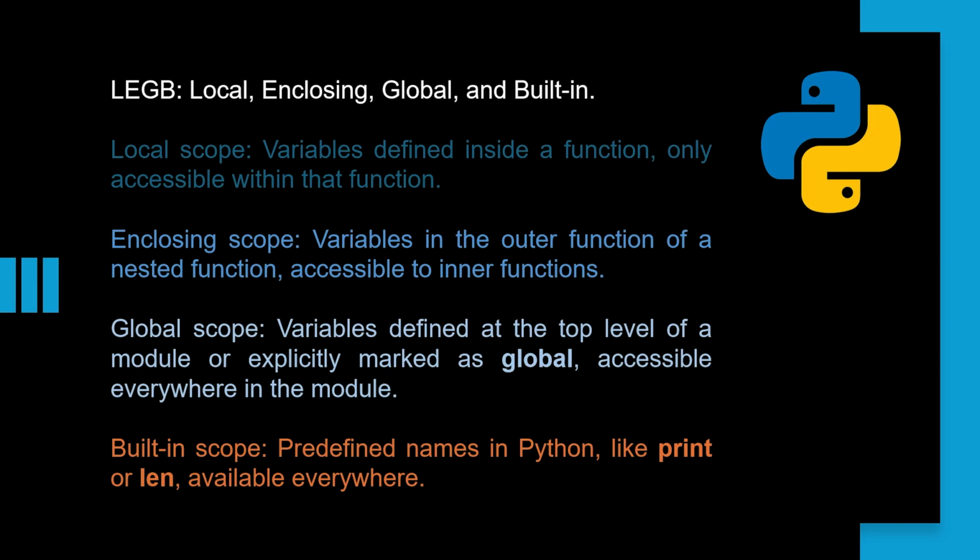Python searches for variables in this LEGB order. It starts with local, then checks enclosing, then global, and finally built-in. If it doesn't find the variable, you get a name error. Let's see this in action with some code.